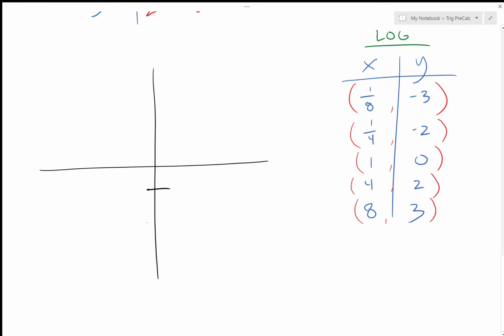All right, so 1, 2, 3 down, 1, 2, 3 up, and then eventually I need to go 8 outwards. 1, 2, 3, 4, 5, 6, 7, 8. You can see that's my biggest x value there. Okay, so graphing all these points.